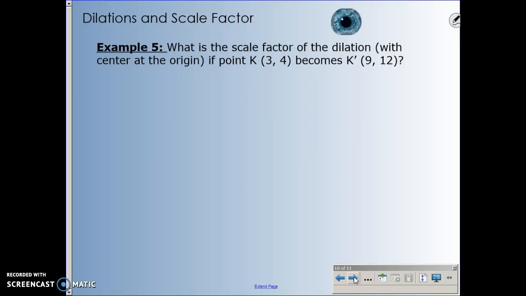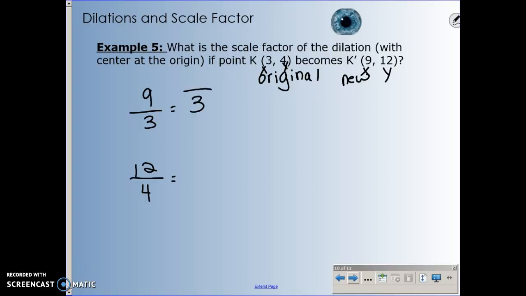Alright, K prime is the new shape, or the new point, I suppose. K is the original, so it's the same exact process. Just make sure you match X with X and Y with Y. So 9 is going to go over 3, 12 is going to go over 4. Remember, it's new over old, so you got to do it this way. If you flip it, you're going to get the wrong fraction. 9 divided by 3 is 3. 12 divided by 4 is also 3, so it was a scale factor of 3.